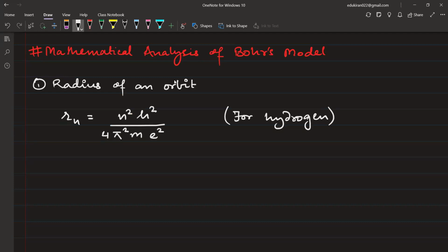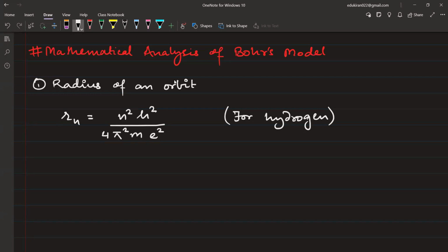Now, what is this Rn? R is the radius of nth orbit. N is the orbit. H is the Planck's constant. 4 is a constant. Pi is a constant. M is the mass of electron. And E is the charge on electron. ठीक है? Is this clear? Yes or no? Please tell me. यहाँ तक अब देखिए. Don't worry about this. ठीक है? Don't worry about this.